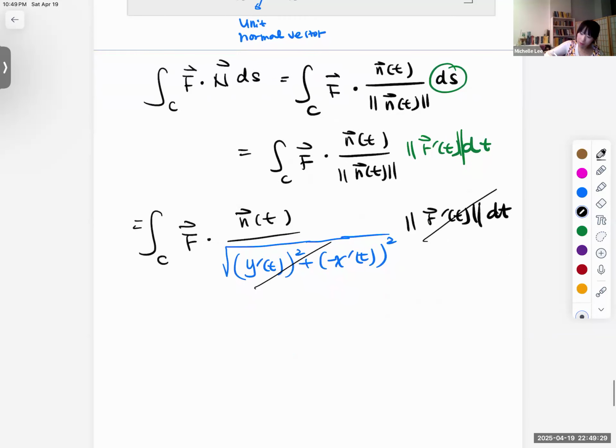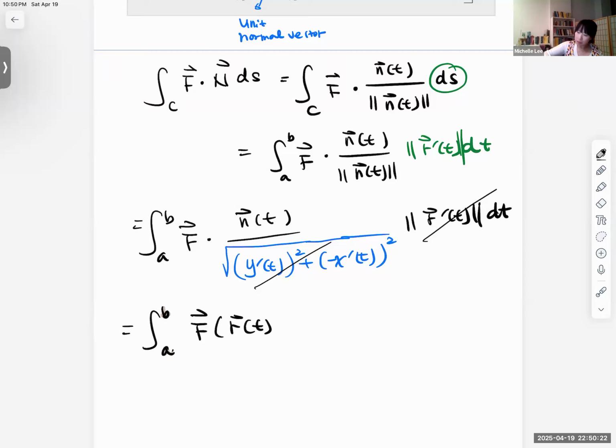So we can simplify. We have to change the parameterization because when we do ds, we change it to dt. Then the vector field parameterization is dotted with the normal vector. That's how we got the formula.